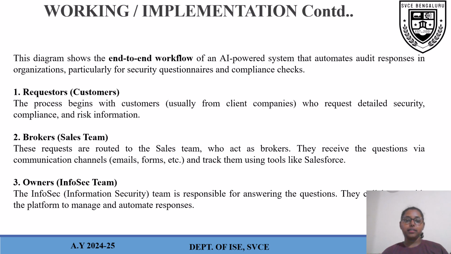This diagram shows the end-to-end workflow of an AI-empowered system that automates audit responses in organizations, particularly for security questionnaires and compliance checks. Request: customers. The process begins with customers, usually from client companies, who request detailed security, compliance, and risk information. Brokers, sales team. These requests are routed to the sales team who act as brokers. They receive the questions via communication channels, emails, forms, etc., and track them using tools like Salesforce.